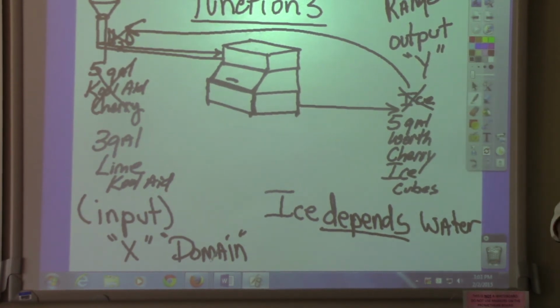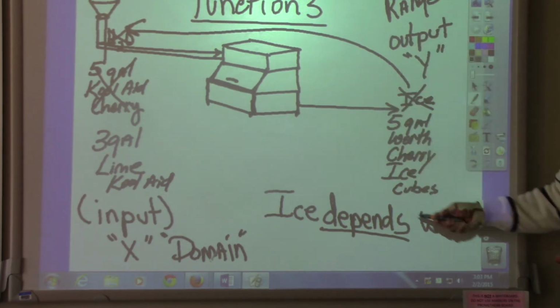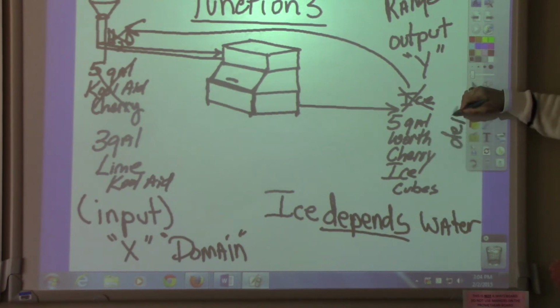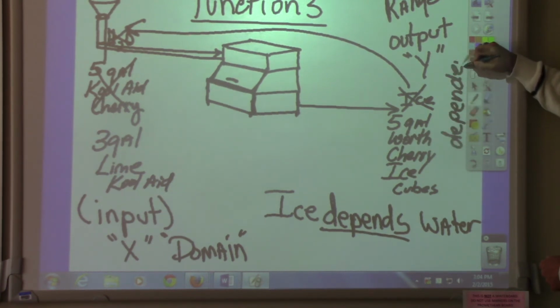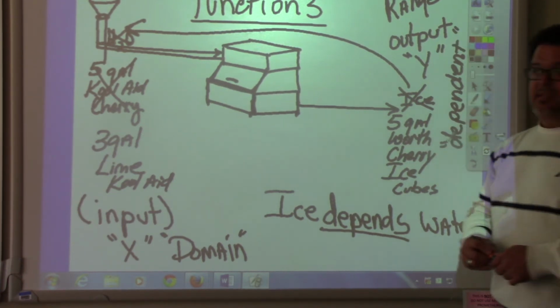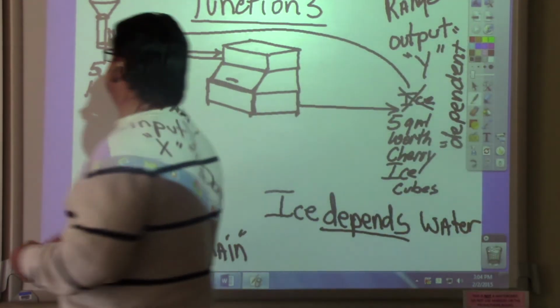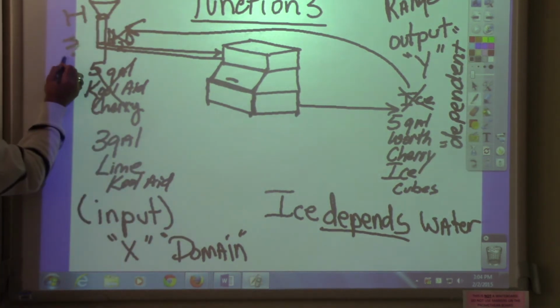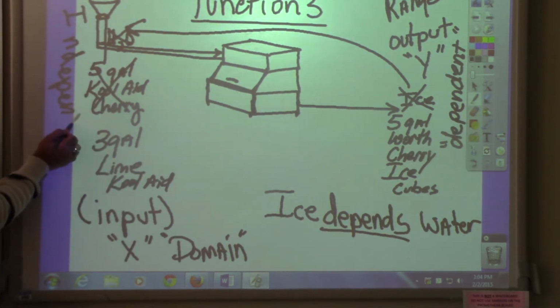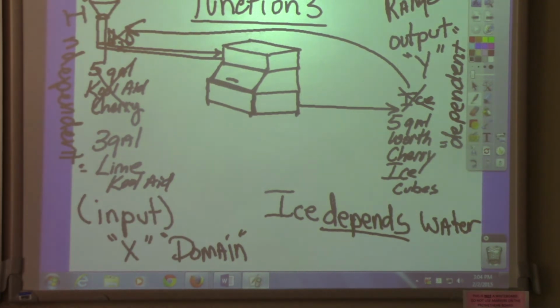So therefore, what is this called? This is called the dependent. And this would be called independent. So have you ever heard of the dependent variable and the independent variable? Now you know. X is always the independent variable.